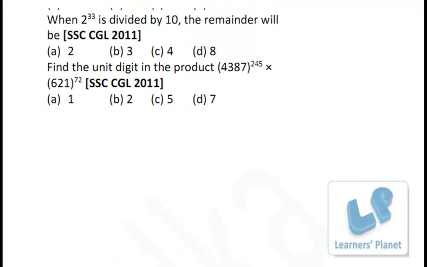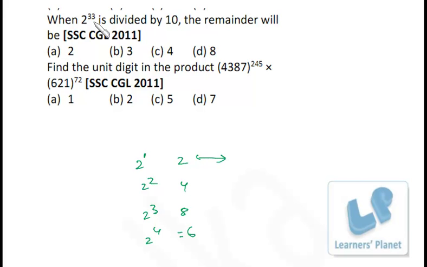Both the problems are from unit digit. Cyclicity of power we have already discussed in our basic sessions. When 2 raised to 33 is divided by 10, the remainder will be? Now 2 has a cyclicity of 4. So 2 raised to 1 ends with 2, 2 raised to 2 ends in 4, 2 raised to 3 ends in 8, and 2 raised to 4 ends in 6. Okay, then 5, 6, 7, 8 and so on. Now 33 is of the 4x plus 1 format, so it will end in 2. Right, so the unit digit of 2 raised to 33 is 2.